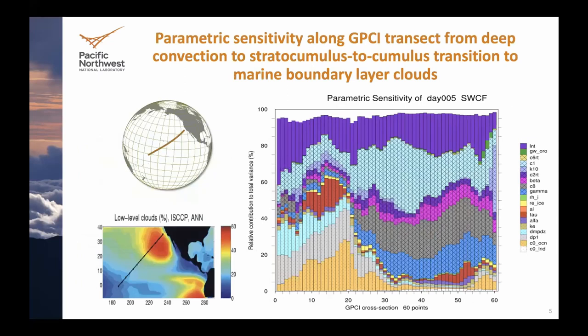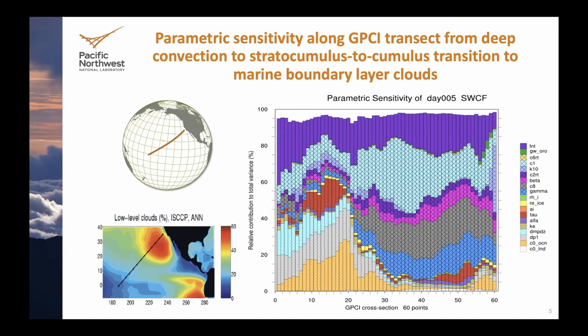This slide shows the parameter sensitivity along the GPCI transect, from deep convection on the left side to stratocumulus to cumulus transition to marine boundary layer cloud on the right side. The location of the GPCI transect is shown on the left side of the slide. We know that the different cloud regimes around the GPCI transect play a very important role in modulating the atmospheric circulation in the tropics and subtropics. But global weather and climate models have a large error or spread in the representation of the clouds along this GPCI transect.